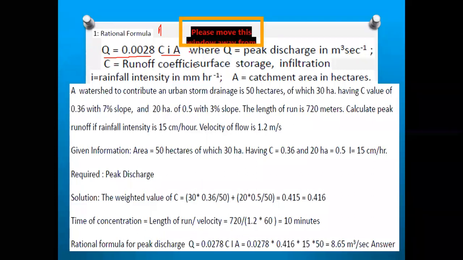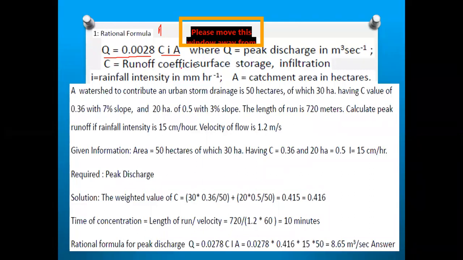C is equal to the runoff coefficient, covering surface storm and infiltration. What is I? I is equal to the rainfall intensity in mm per hour. What is A? A is the catchment area, the area of the land in hectares. Now with this formula, we will solve a problem.